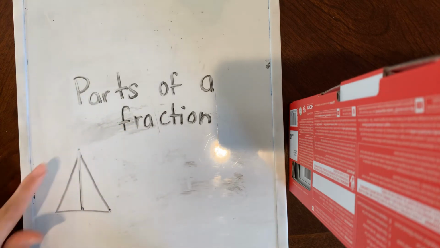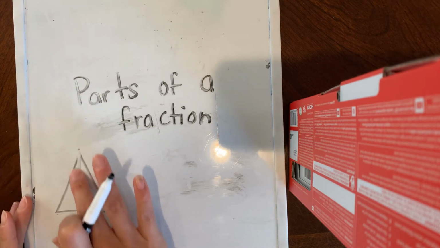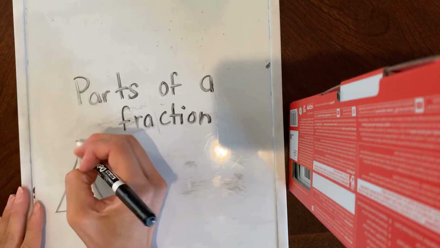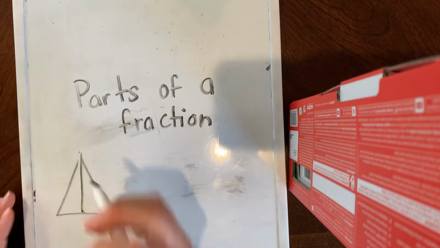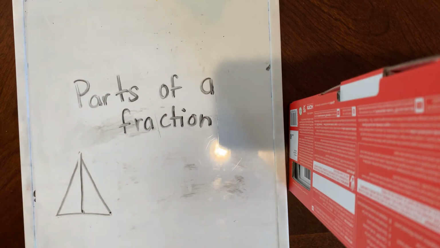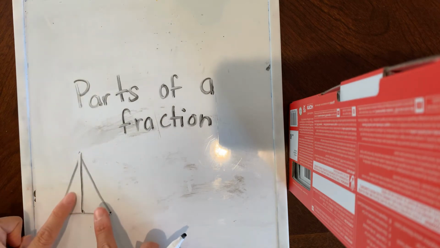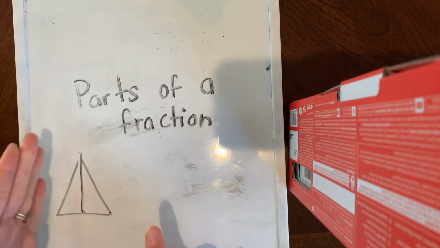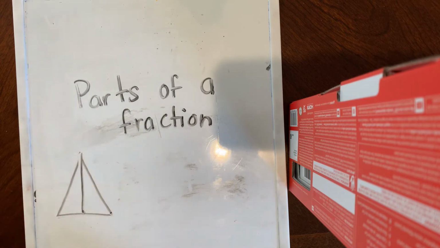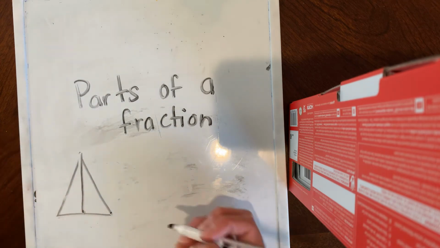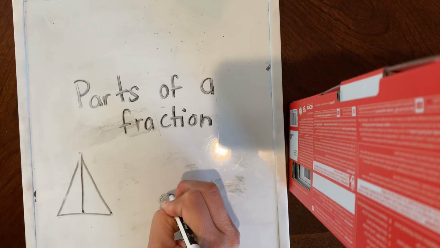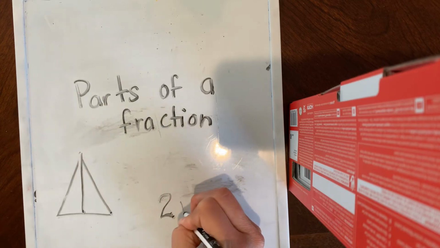Okay, now remember that whole triangle, that's my whole right there. Now when I divide it into two, my whole doesn't change. It's still that whole triangle. However, I have parts of that triangle. I can make that triangle up in two different ways. So I have one part here and one part here, and if you notice, they're both equal. So how many parts do I have? I have two parts that make up my entire triangle.